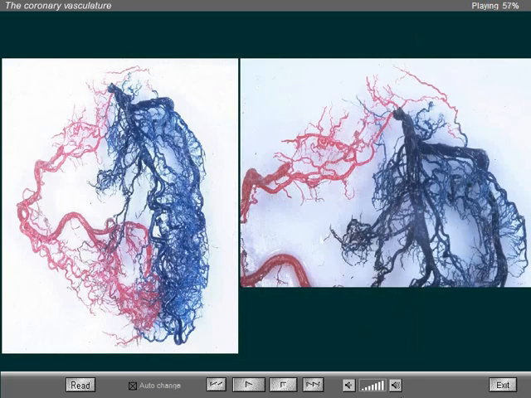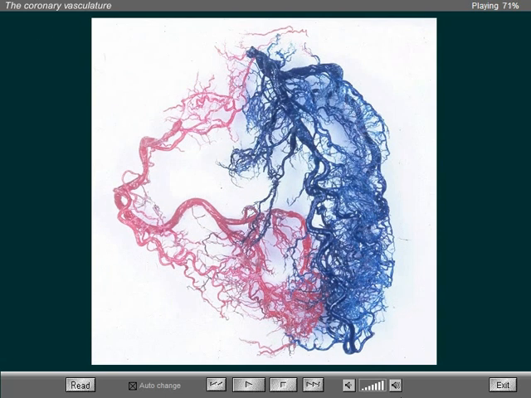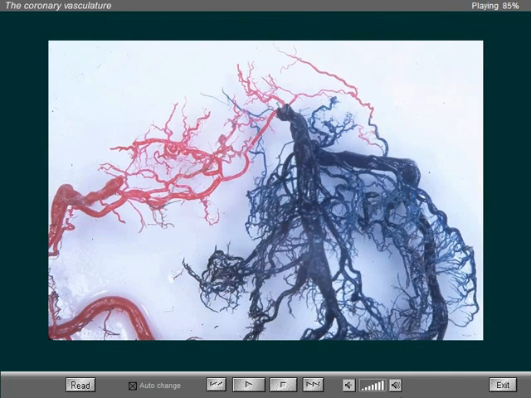In the next two images, we see close-ups of casts of the right coronary arterial system depicted in red and of the left system depicted in blue. We can see that at the origin of the coronary arteries and in the distal part of the heart is where we can appreciate the interconnected vessels between the two systems.